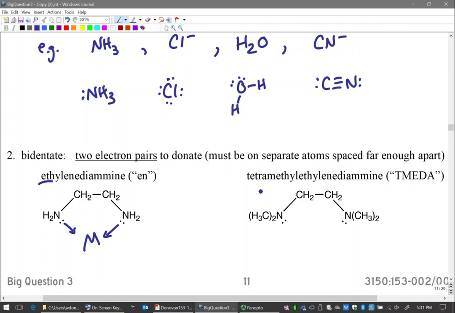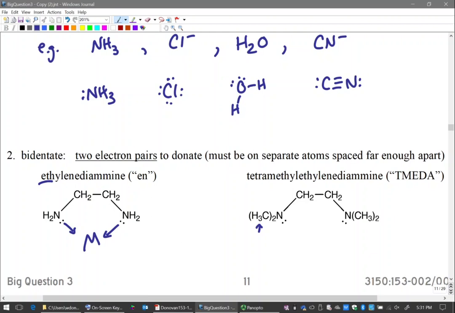This molecule is tetramethyl ethylene diamine. Names of these ligands are outrageous, right? I mean, all the substituting going on. The only difference here looks very similar, same backbone, right? The difference is we've replaced the hydrogens on the amine group with methyl groups.